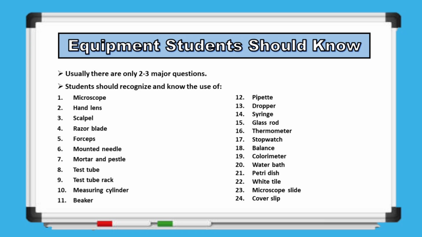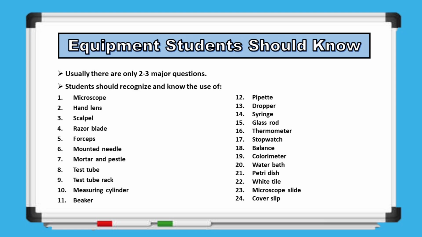Some equipment is used for measurement and temperature control. A measuring cylinder accurately measures the volume of liquids. A thermometer measures temperature during experiments. A stopwatch measures time accurately. A balance measures the mass of substances, while a colorimeter measures how much light passes through a solution to determine its concentration. A water bath gently heats samples while maintaining a constant temperature without direct heating.